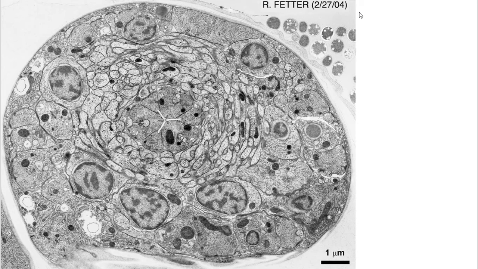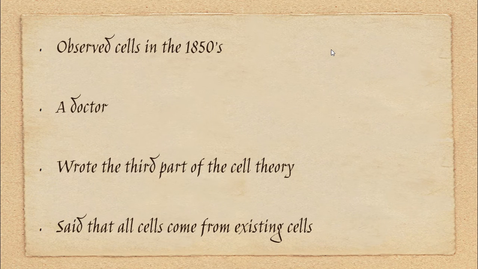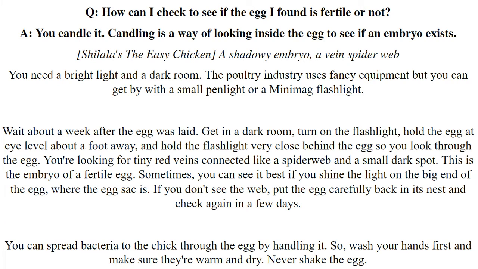Okay. All right, Rudolf Virchow. So he studied cells in the 1850s. He was a doctor. He wrote the third part of the cell theory, that all cells come from existing cells. So what's really cool is that an egg, you can consider an egg one giant cell. So an ostrich egg is a really giant cell. And there's a way to see if an egg is fertile. What you would do is it's called candling.